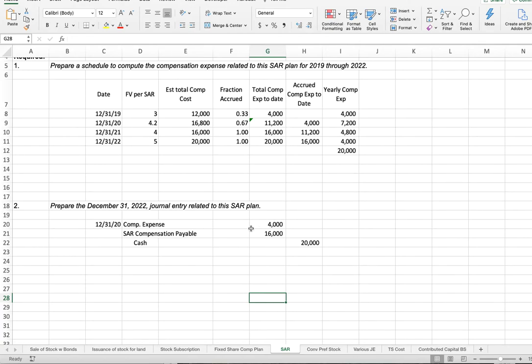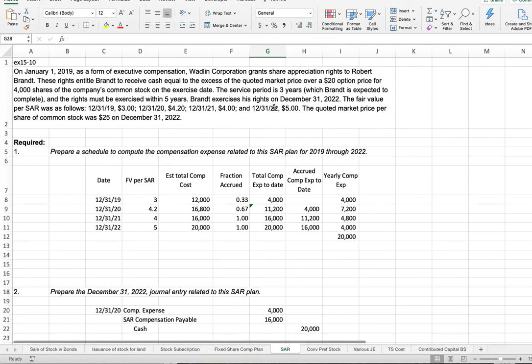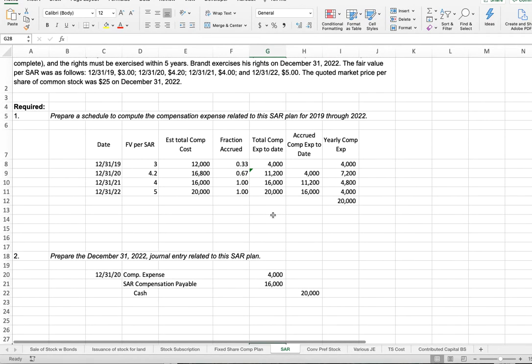I thought we were done with this problem, but I'm just going to add one more comment. That's where we're paying him the $20,000, but you also see that we're increasing the compensation expense for this year at the same time. So we're dealing with this last bit of expense, we're eliminating the entire payable and actually paying out the cash. Whereas in these previous years, we would have been increasing the expense and increasing the liability of the compensation payable.